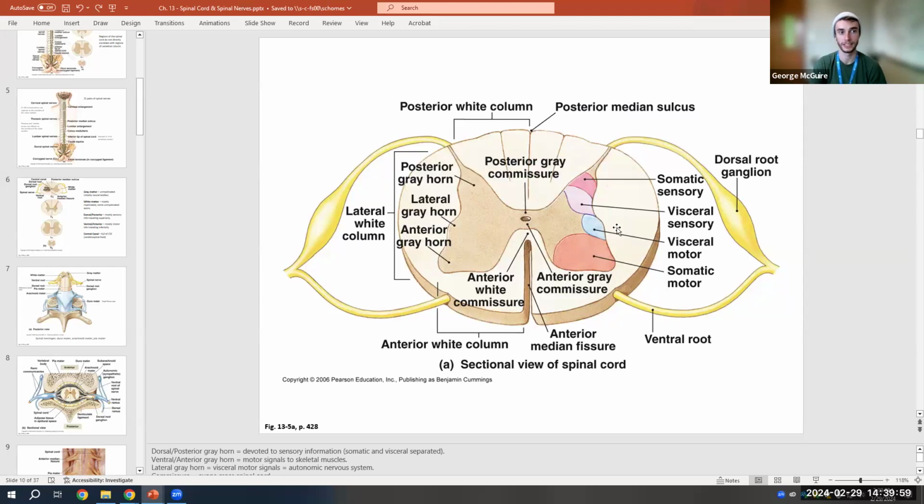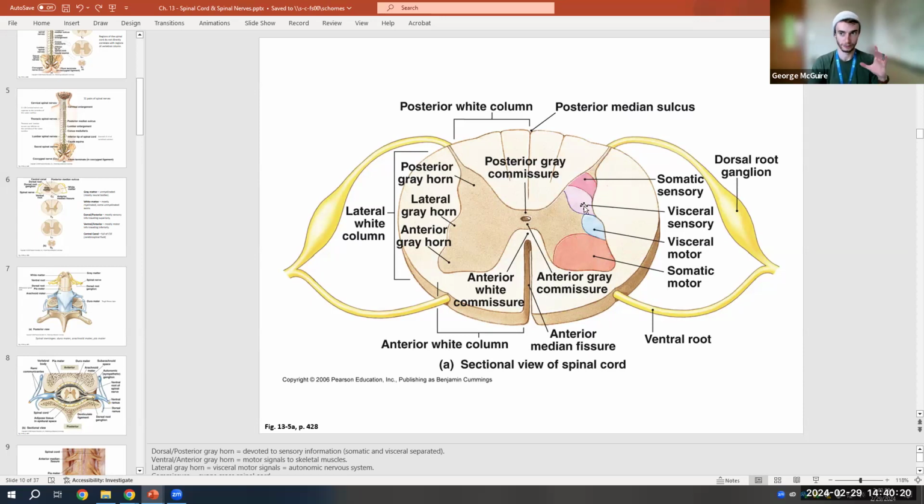All the automated stuff, the internal environment that's constantly being regulated, checked on, and responded to, is mainly being sensed and responded to through the lateral gray horn with some overlap into the posterior. And then most of our sensory information in general is coming in through the posterior gray horn.